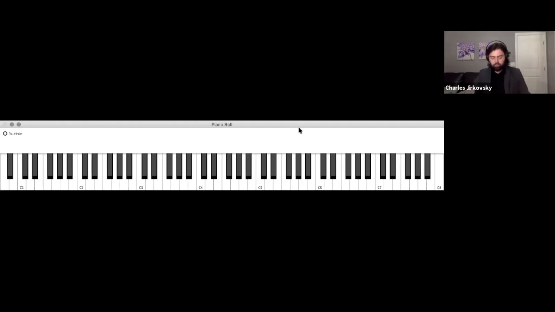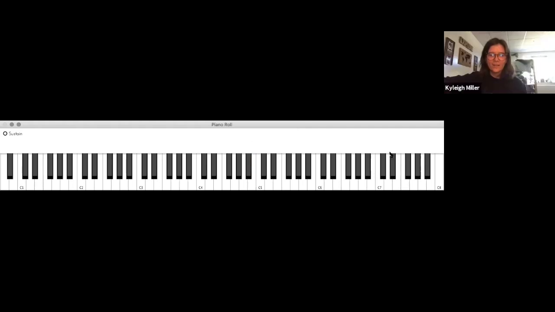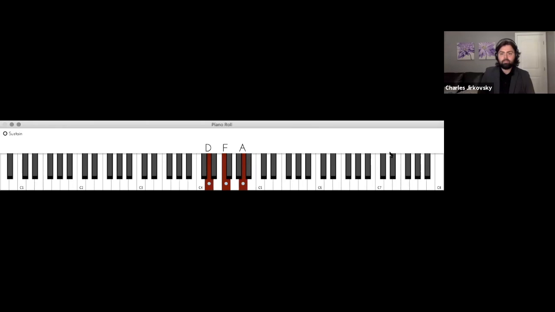So, Kylie, can you please spell for us? This one's going to have an added layer of difficulty. Please spell for us a D major triad. Okay. D, F, A. D, F sharp, A. Yes, because D has an F sharp in the key signature.